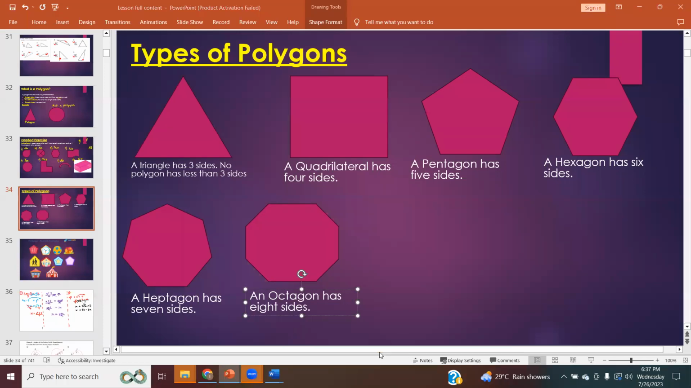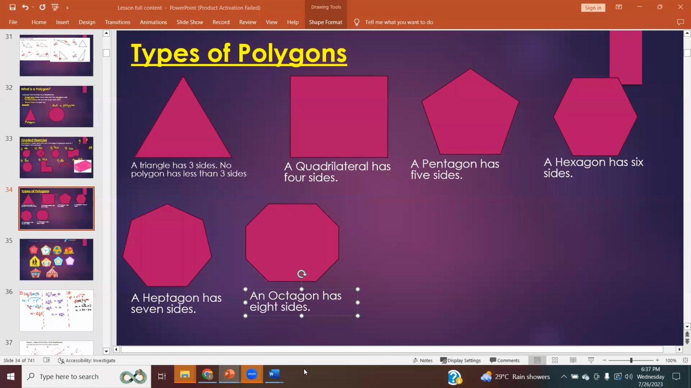A stop sign. A clock. A clock has 8 sides. You know what else has 8 sides? Besides the stop sign, they have these windows. That could work as well.